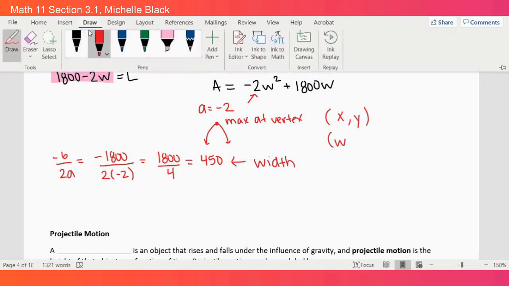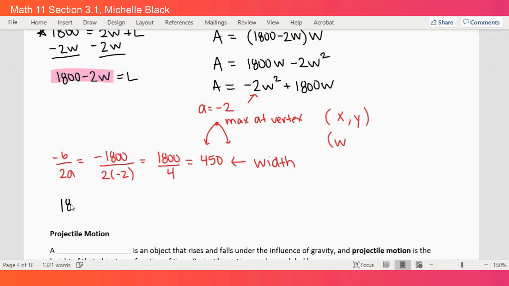So I have 1800 minus 2 times w. And remember, this is going to give me my length. Well, my w is 450. Well, 2 times 450 is 900. So the length that I need is 900. So I'm going to get my maximized area when my dimensions are 450 feet by 900 feet.